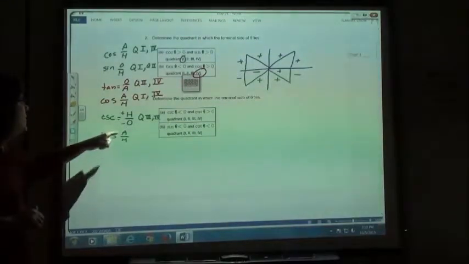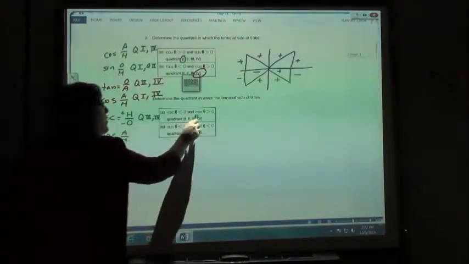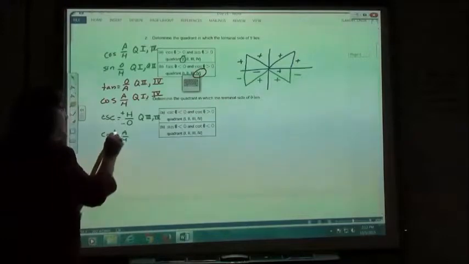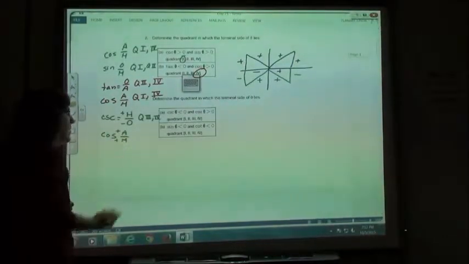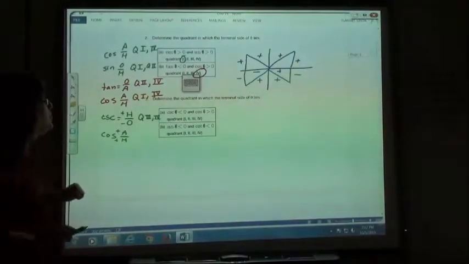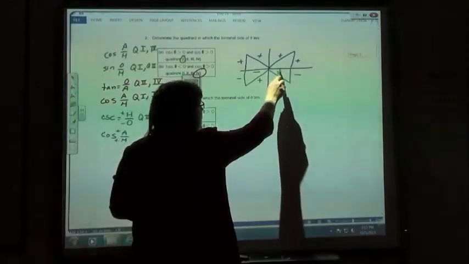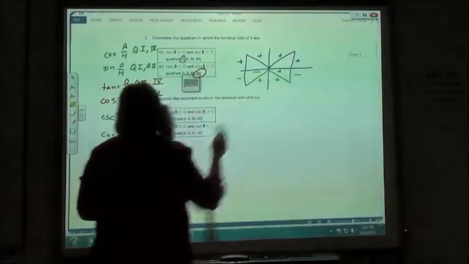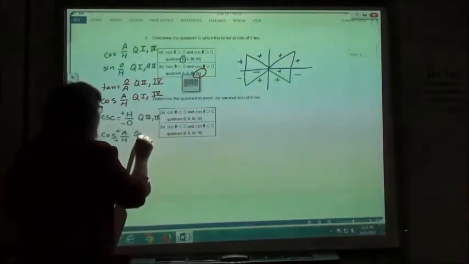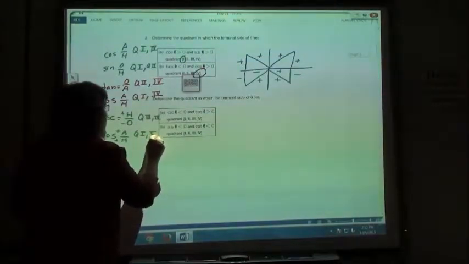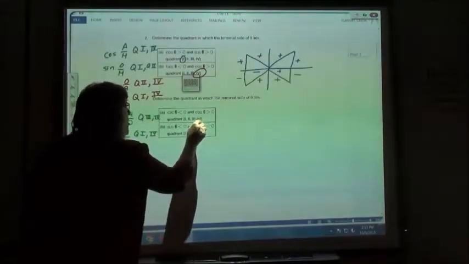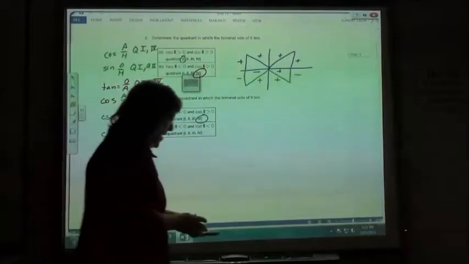If I do my cosine, my adjacent over my hypotenuse, I want my cosine to be positive, so I need my adjacent side to be positive. Since my hypotenuse is already positive, my adjacent side is positive in quadrant 1 and quadrant 4. So on this one, they have quadrant 4 in common for my answer.